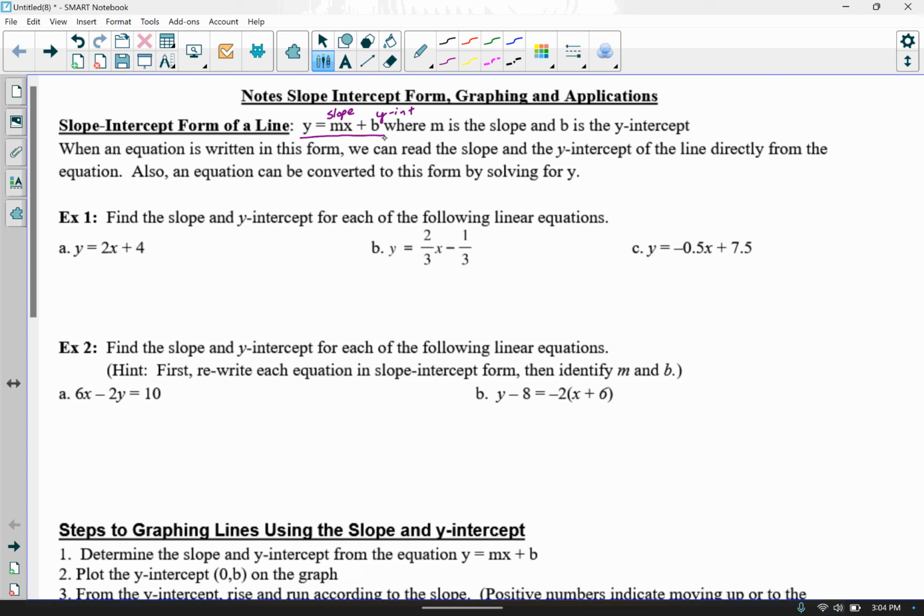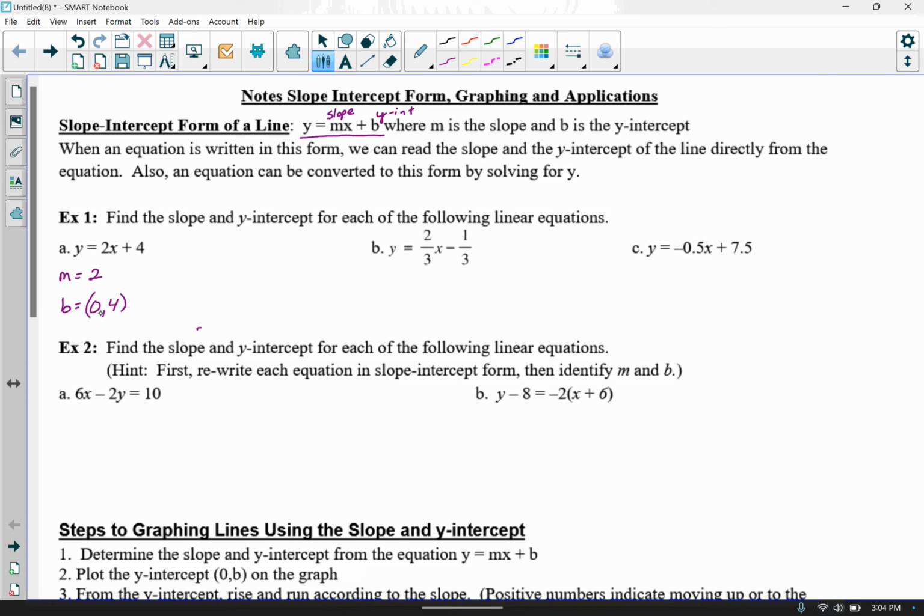So let's come on down below in example 1, and it wants us to find the slope and y-intercept for these linear equations. Let's do A and B here together, and let you pause the video and try example C and check the solution key. In letter A, it wants us to identify the slope and y-intercept. This equation is already solved for y, so the slope is just the number in front of x, so my slope here is 2. And my y-intercept is the number that's being added or subtracted at the end, so my y-intercept is 4.